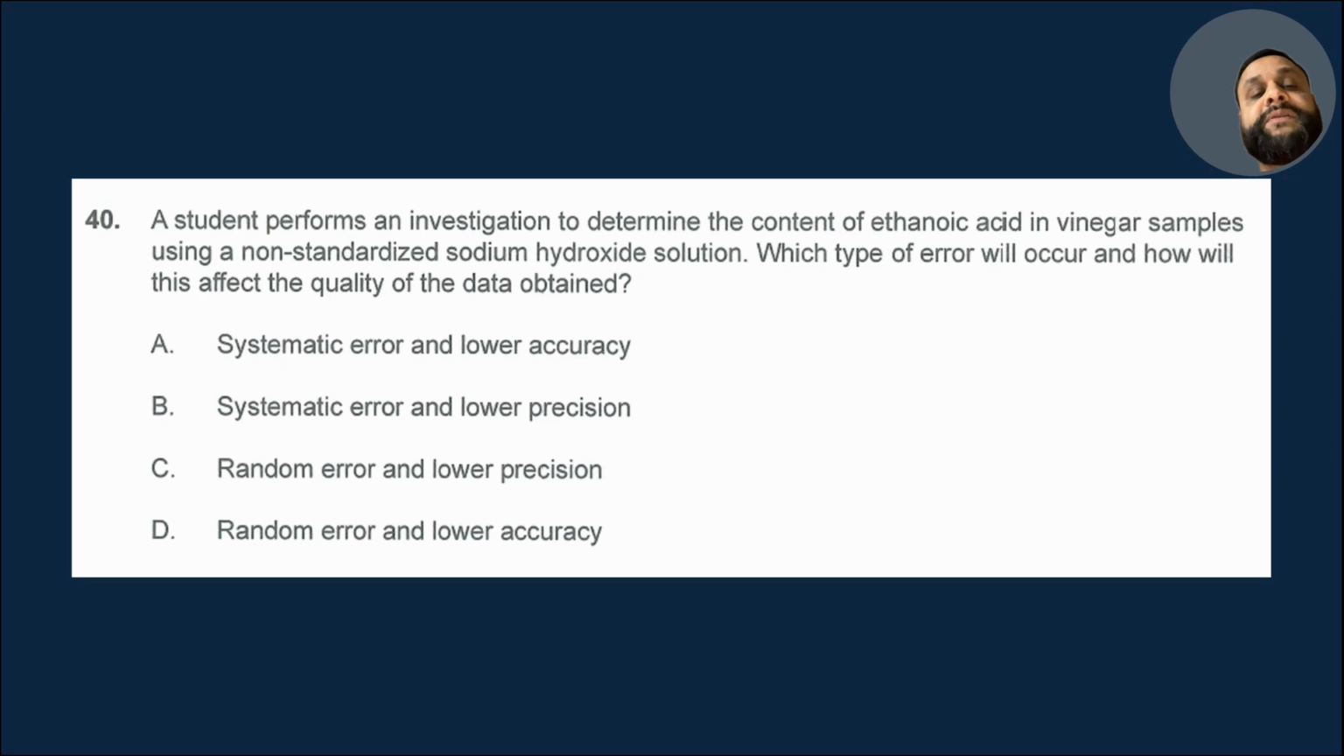Question 40. A student performs an investigation to determine the content of ethanoic acid in vinegar samples using non-standardized sodium hydroxide. So non-standardized sodium hydroxide solution. Which type of error will occur and how will this affect the quality of the data? So this will be something to do with the method. So we're looking for systematic error. Let's remove C and D because it says random error. We're looking for systematic error and there will be low accuracy. So hence A is the correct answer.